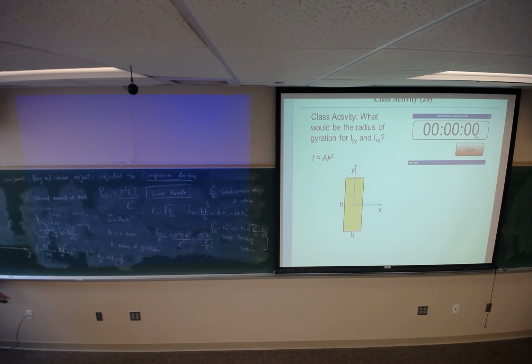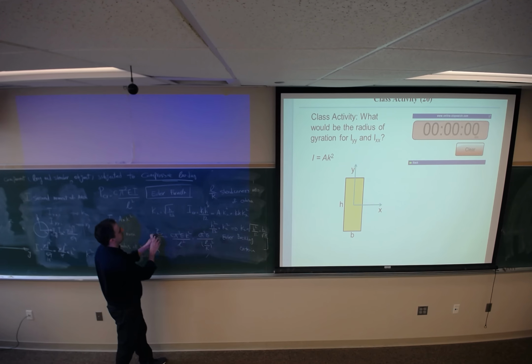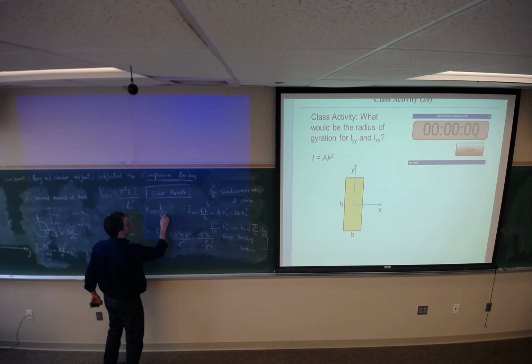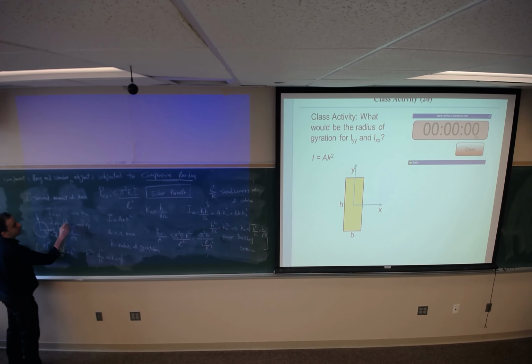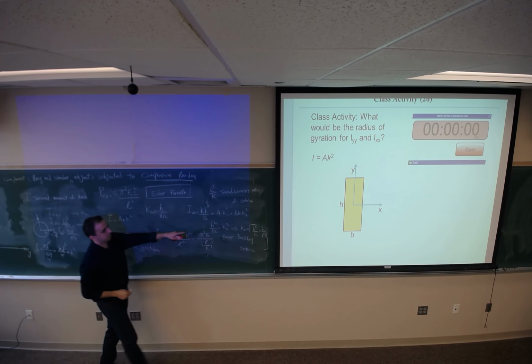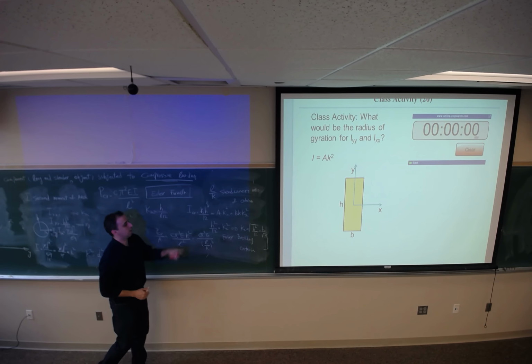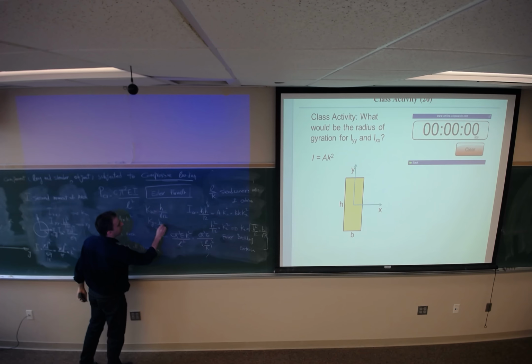So we don't have this. And IYY is going to be H times B to the power 3 divided by 12. Instead of BH to the power 3, I get H times B to the power 3 divided by 12. I will get B over the square root of 12.